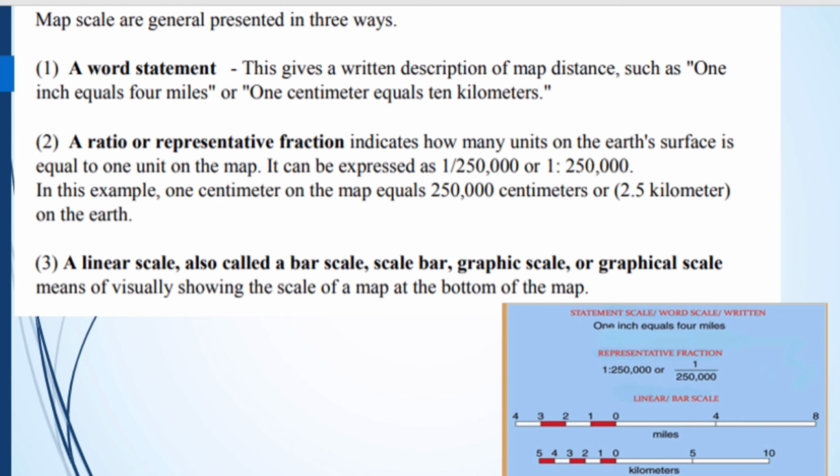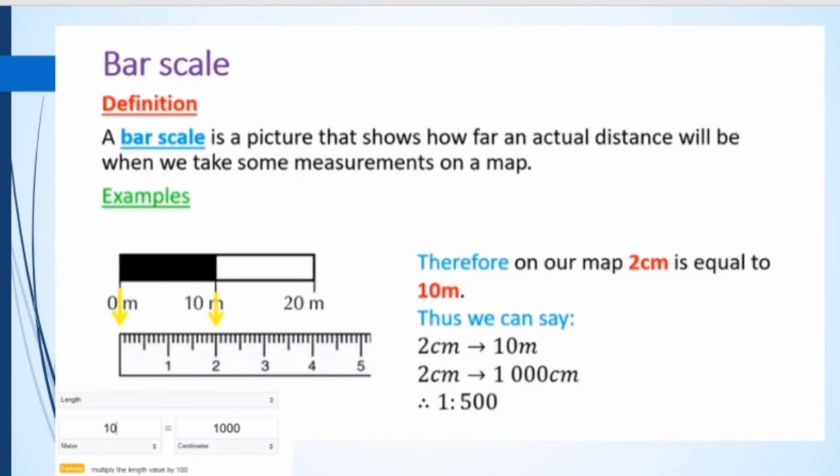A linear scale, also called a bar scale, scale bar, graphical scale or graphic scale, is a means of visually showing the scale of a map at the bottom of the map. A bar scale is a picture that shows how far an actual distance will be when we take some measurements on a map. Thus, we can say 2 centimeters is equal to 10 meters. It means 2 centimeters is equal to 1000 centimeters, which means 1 to 500.